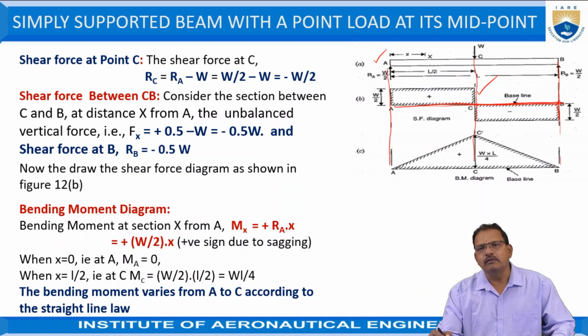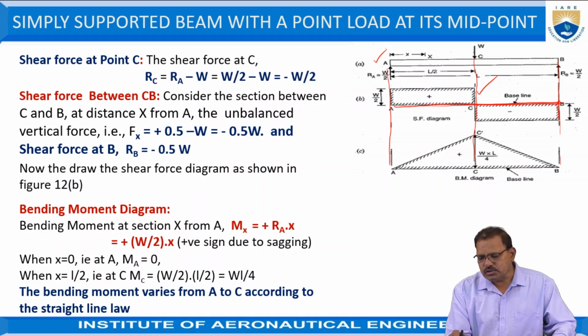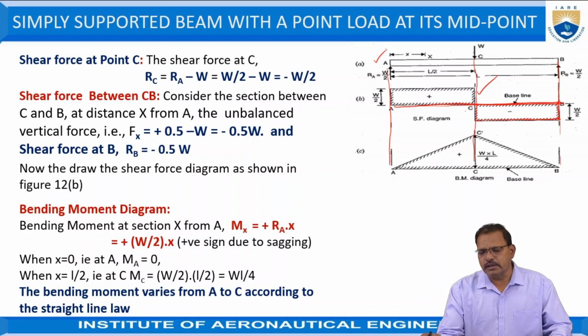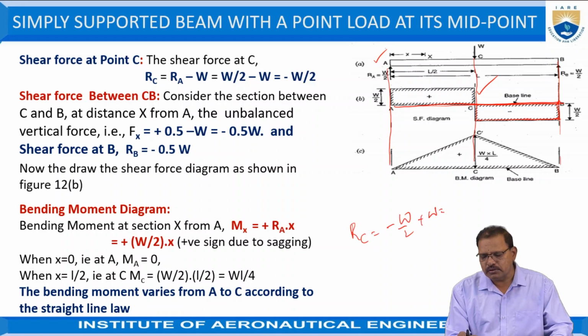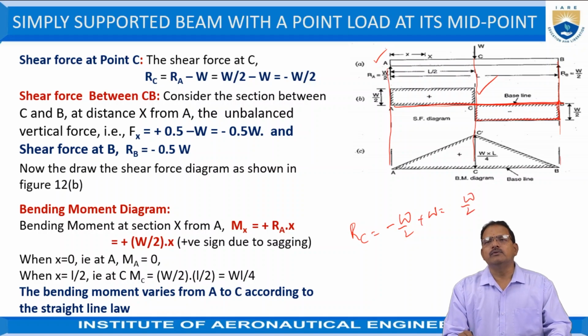So, draw the vertical line in the upward direction. Up to C, between B and C, there are no forces acting now. And so, draw the horizontal line up to C position now. At C, again, a downward force of W is acting now. That is, the resultant force RC is equal to, how much is it? Minus W by 2 plus W. It is equal to W by 2 now.